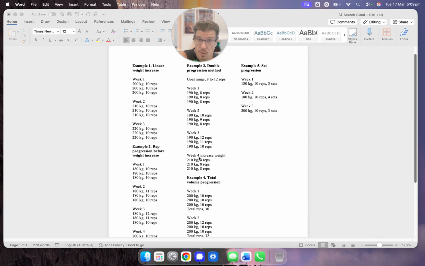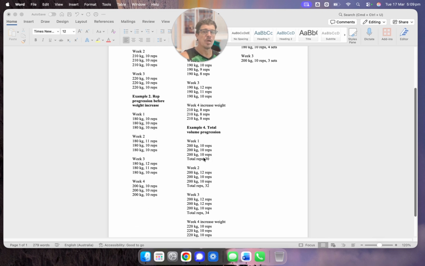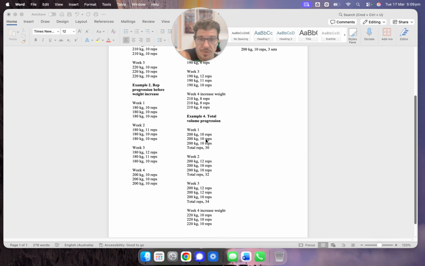And then week 4, we've opted to go up in weight to 210, 210, 210, and get the minimum of the range, which is 8 reps. So again, over the 4-week period, they have achieved progression, therefore progressively overloaded. Example number 4, total volume progression. Week 1, 200 kilos by 10, by 10, by 10, totaling 30 reps. Week number 2, 200 kilos by 12, by 10, by 10, totaling 32 reps.